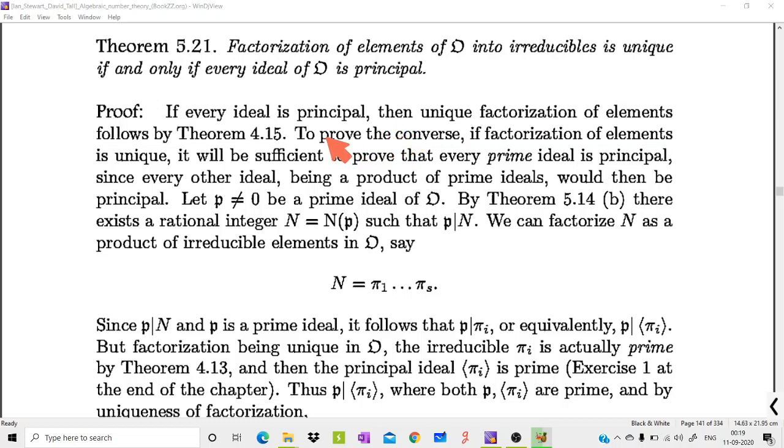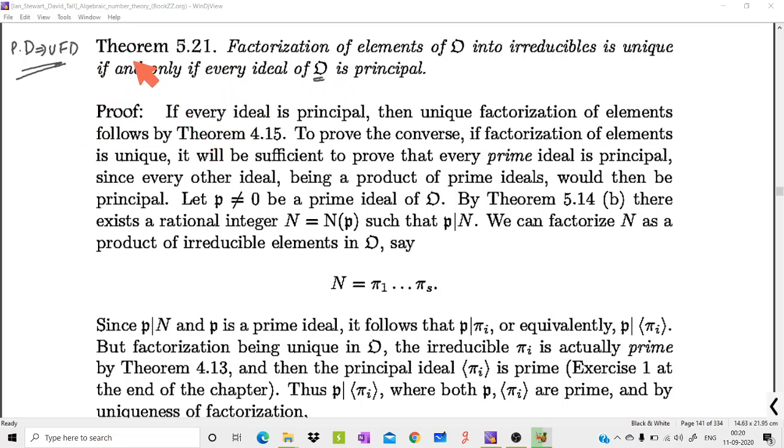So in the general case we have only one implication: a principal ideal domain implies a unique factorization domain. This is the general result. The converse need not be true. But in the case of algebraic integers, we can get the reverse implication as well. So we need to prove that.